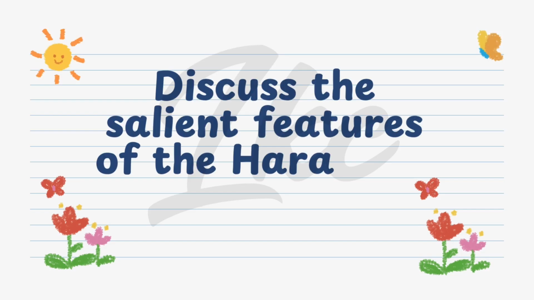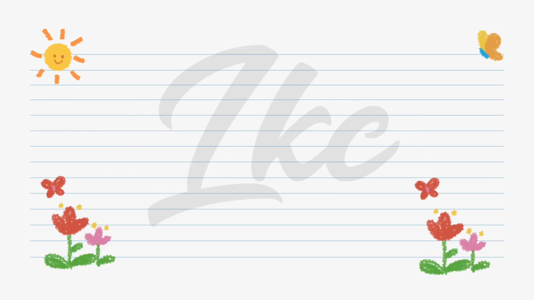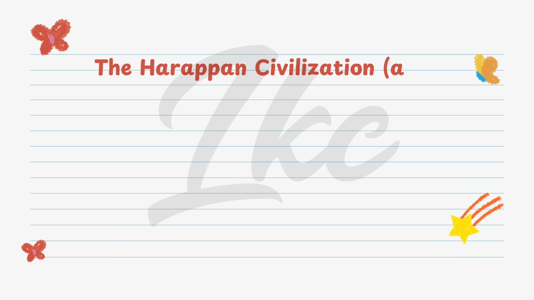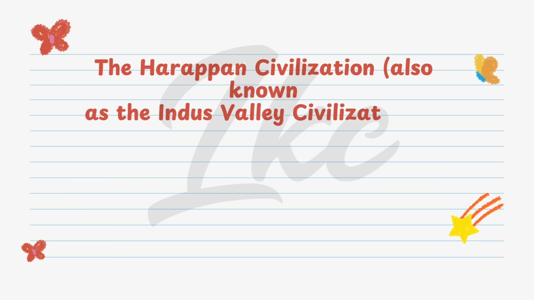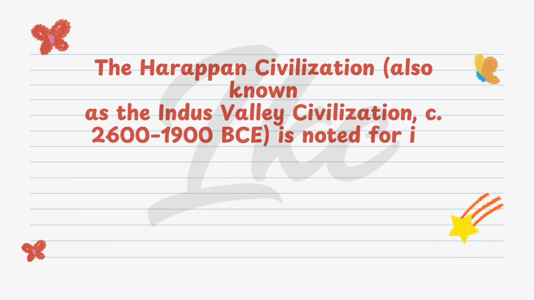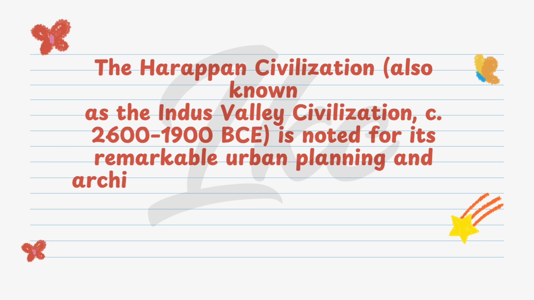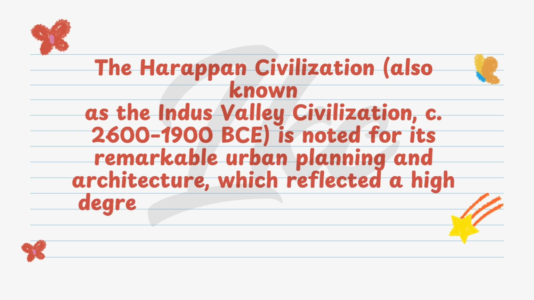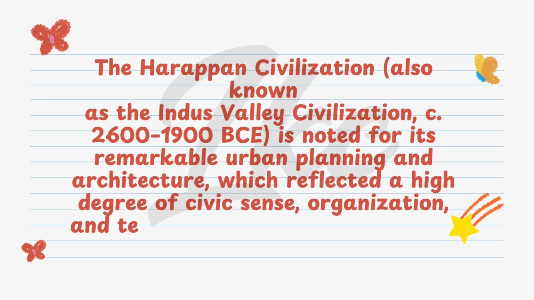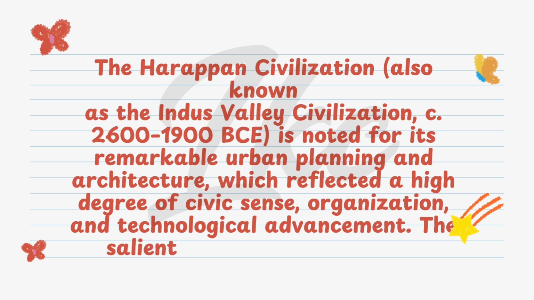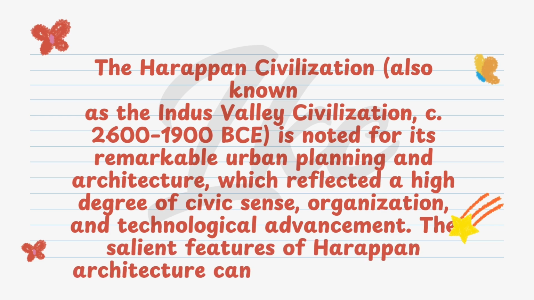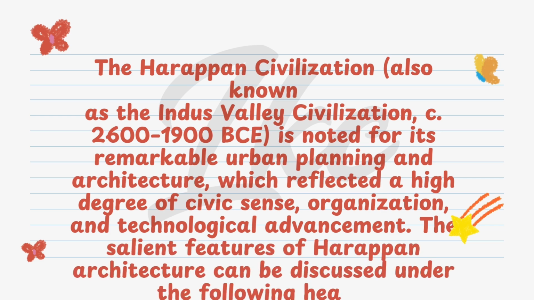Discuss the salient features of the Harappan architecture. The Harappan civilization, also known as the Indus Valley Civilization, is noted for its remarkable urban planning and architecture, which reflected a high degree of civic sense, organization, and technological advancement. The salient features of Harappan architecture can be discussed under the following heads.